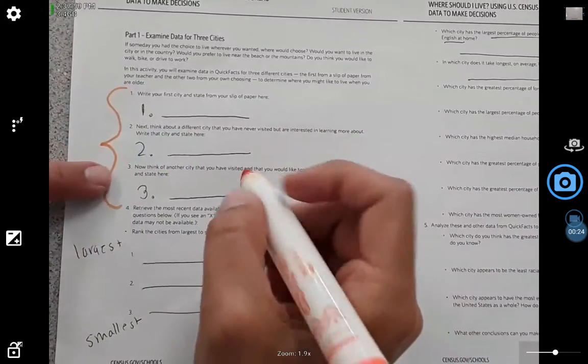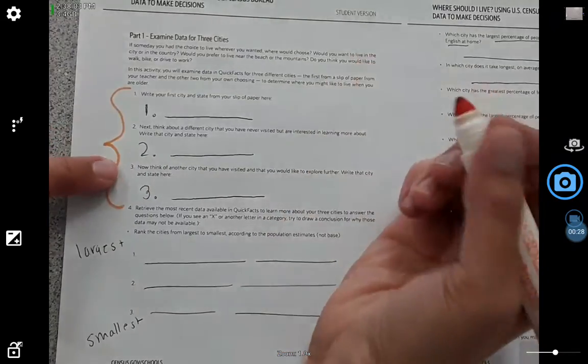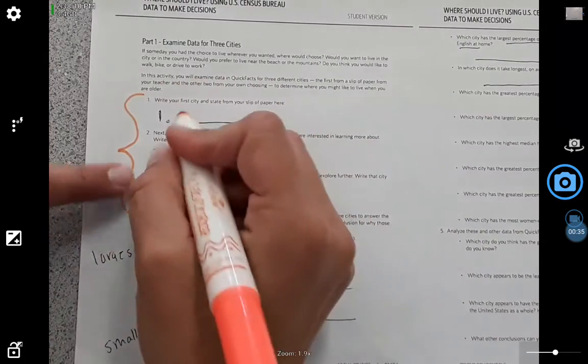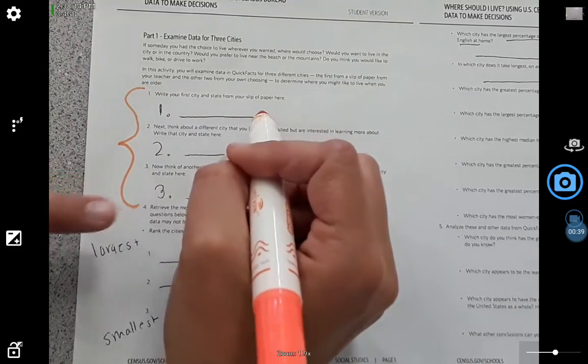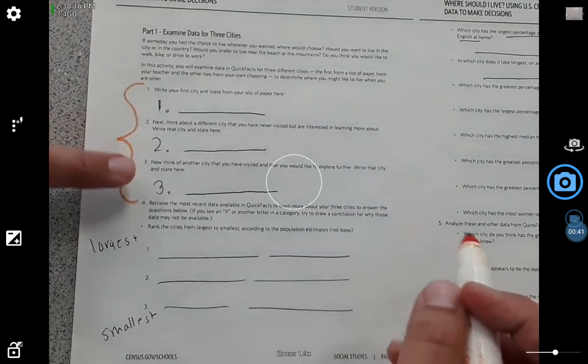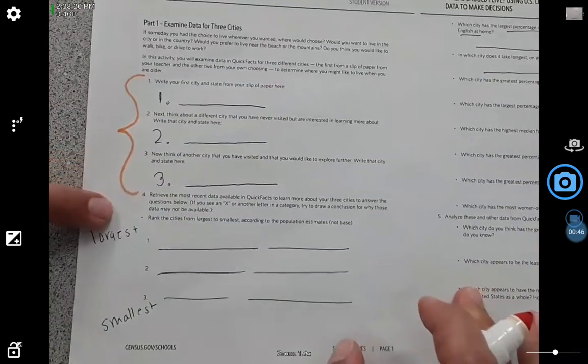It could be Bradenton, Florida. It could be Mayaca. It also could be New York City, Los Angeles, Las Vegas. It could be a city in Wyoming or Dallas, Texas. Wherever you may consider moving as an adult. It also could be a college town like Gainesville, Tallahassee, Tampa. Write those 3 cities right here.